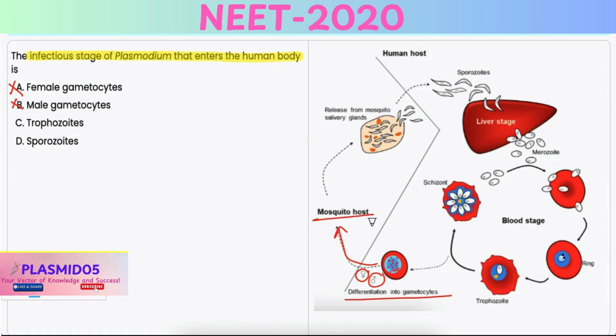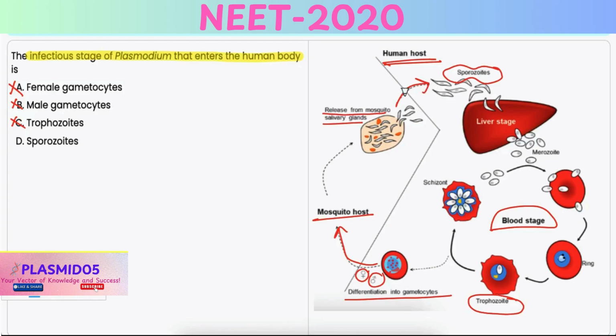Option C, trophozoites. It is also incorrect, as these are the active feeding stages of Plasmodium that occur inside the red blood cells during the blood stage of the life cycle, but they do not infect the humans directly. Option D, sporozoites. Now, sporozoites are the infectious stage of Plasmodium that enters the human body, and they are transmitted through the bite of an infected female Anopheles mosquito.